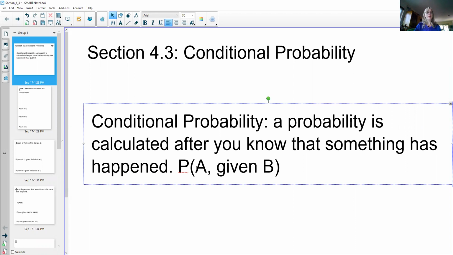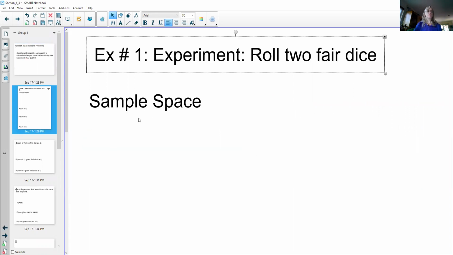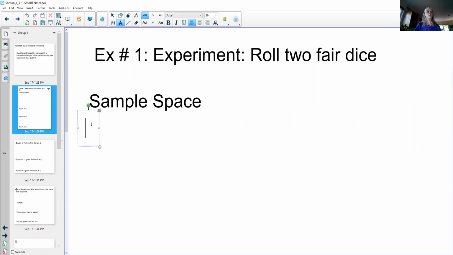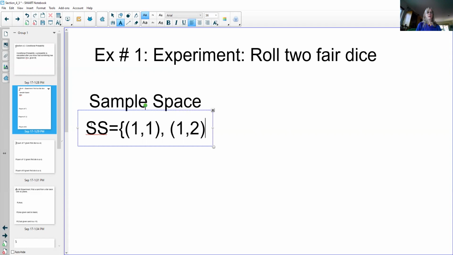So I know B's happened. I want to find the probability of A happening. So let's do some examples of what this means. Let's say we roll 2 fair dice. So let's talk about what the sample space would look like here. The sample space would equal listing all of the different sides of your dice.